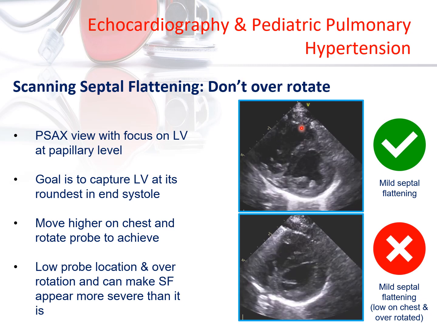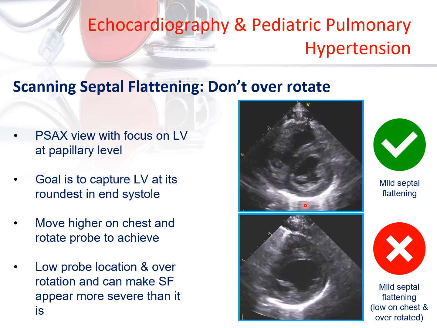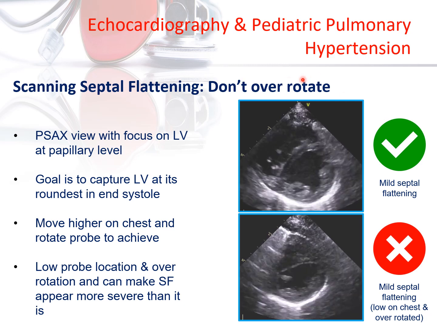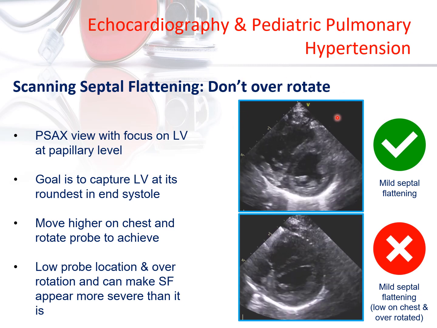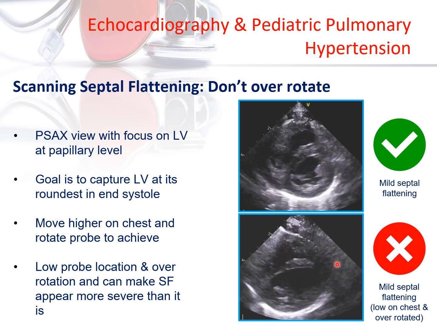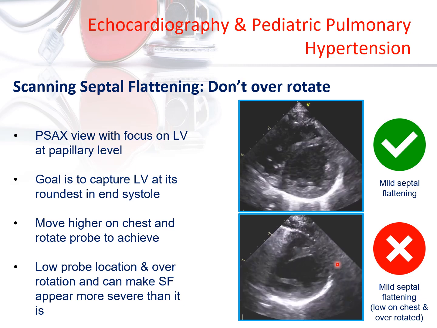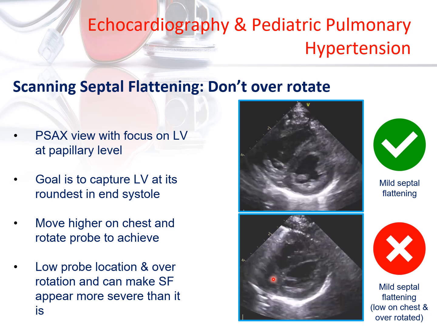By example, here we have the exact same left ventricle, scanned just seconds apart. This one has proper probe location and proper rotation, showing mild septal flattening. This one has probe location that's too low and over-rotated, making it appear more moderate.